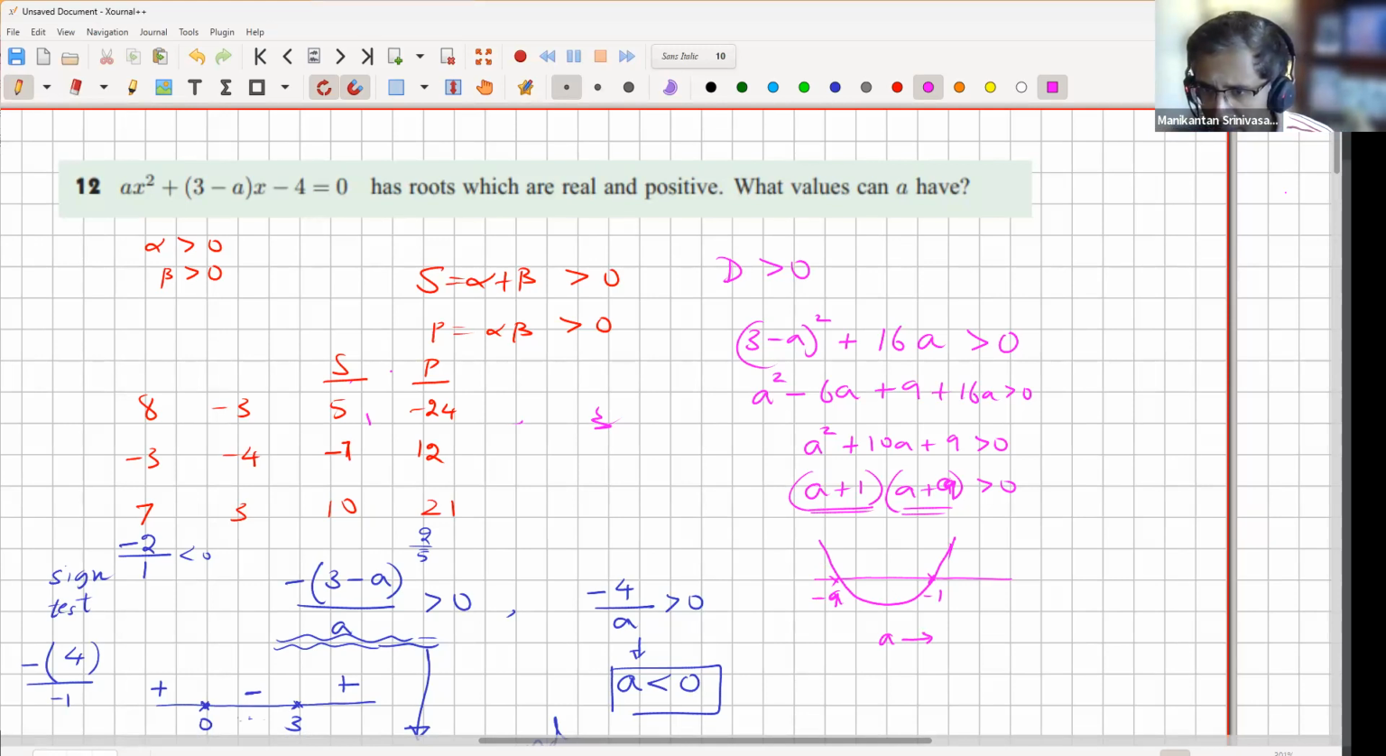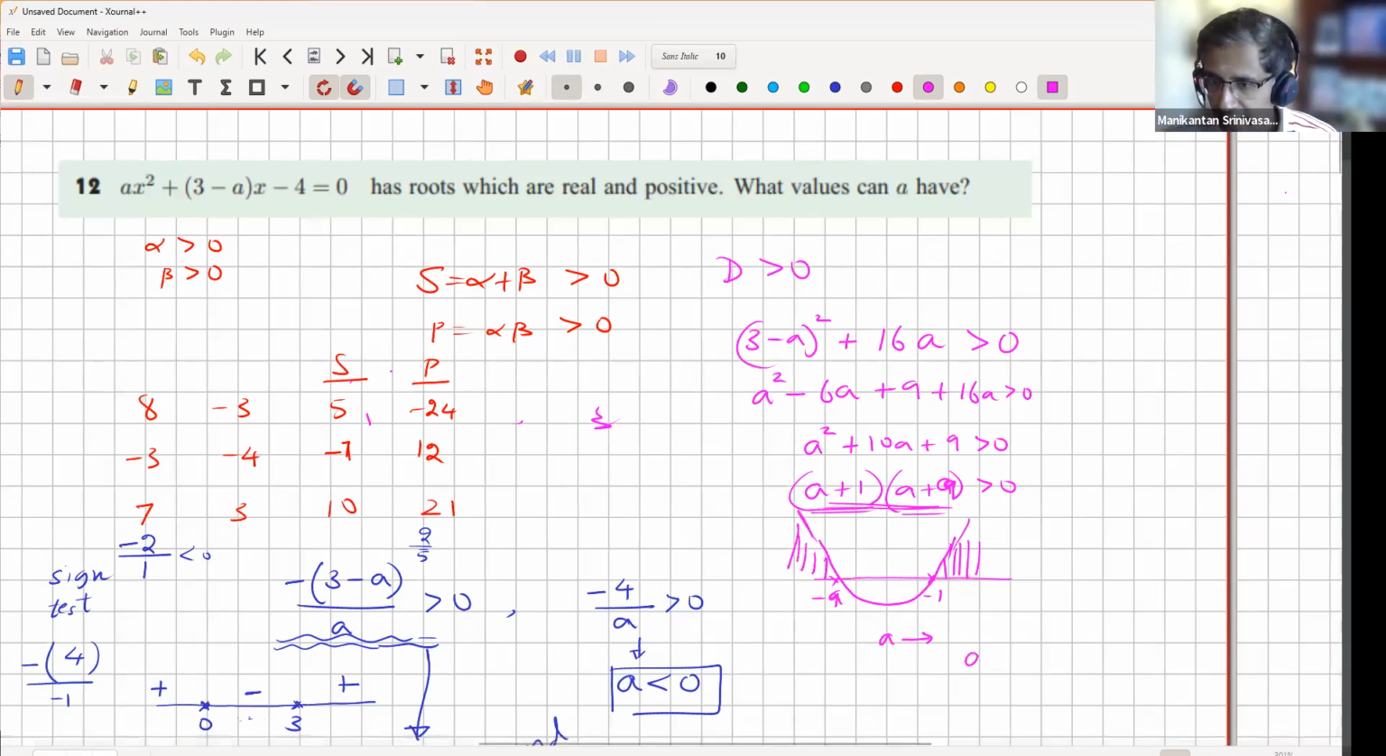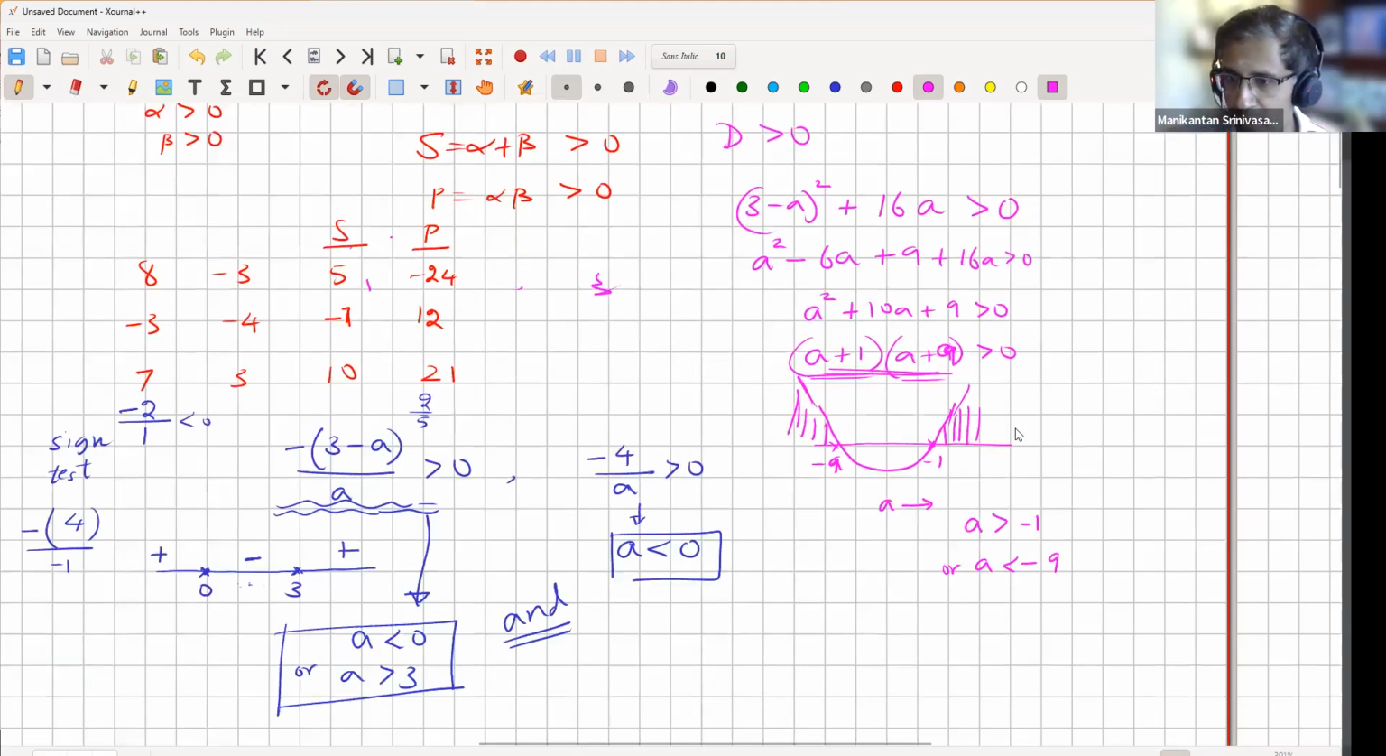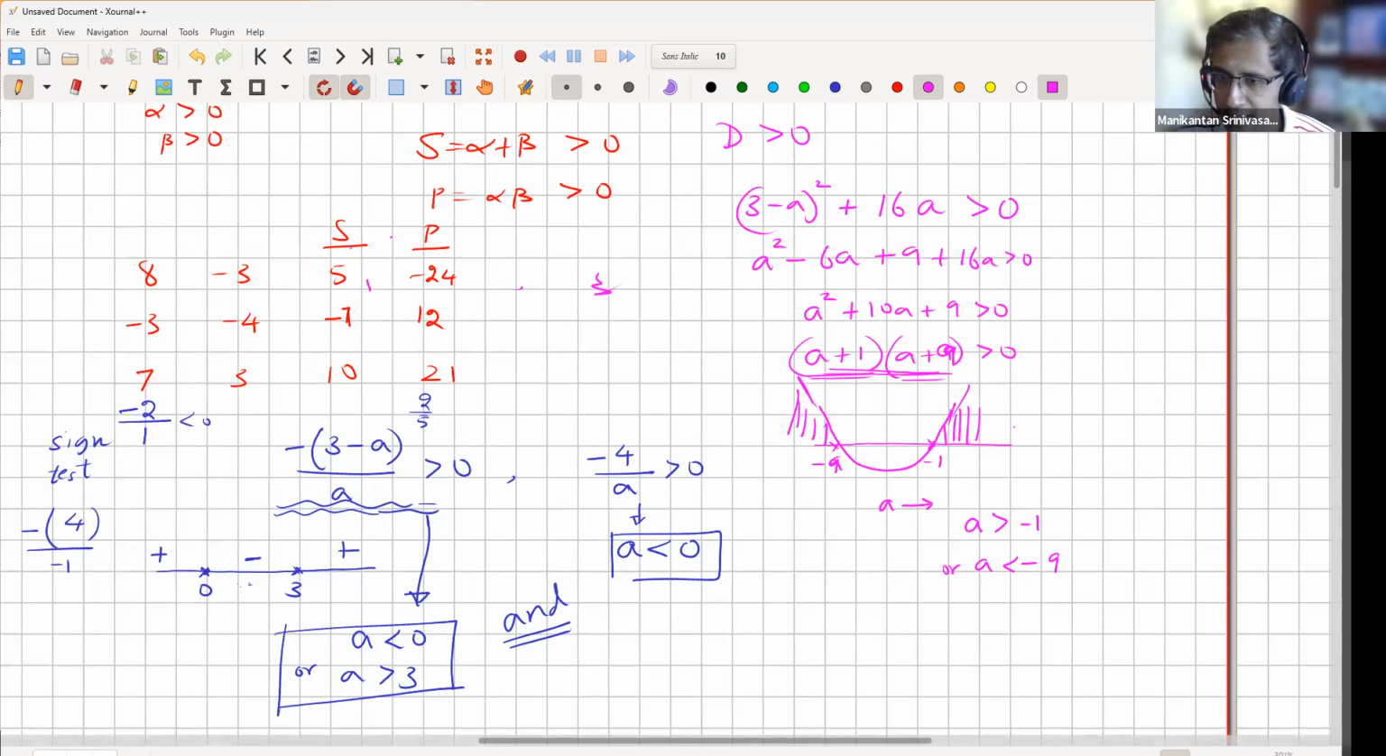Now we want this product to be not equal to 0, but greater than 0, which means we are looking at this region or this region, which means we are saying A must be greater than -1 or A must be less than -9. Only when A is greater than -1 or A is less than -9 is the discriminant positive. Got it, right?